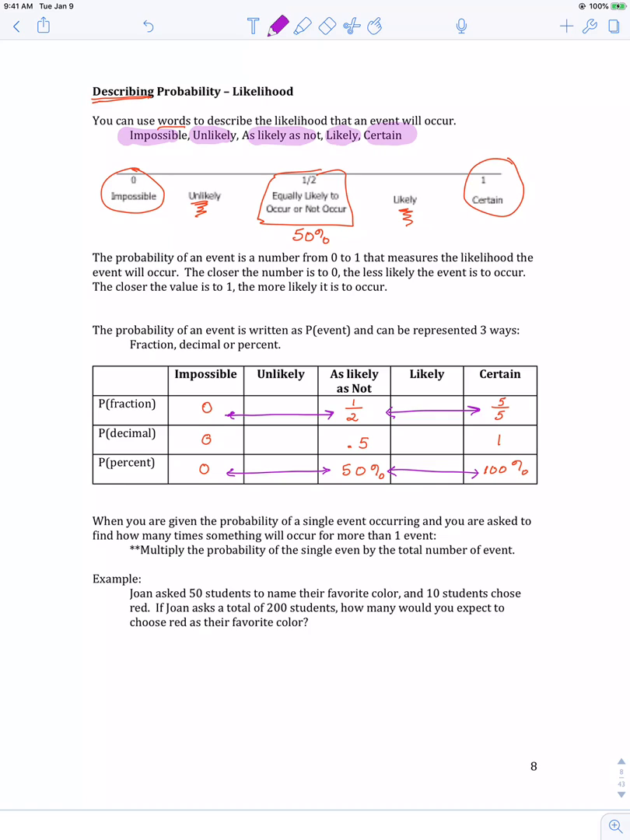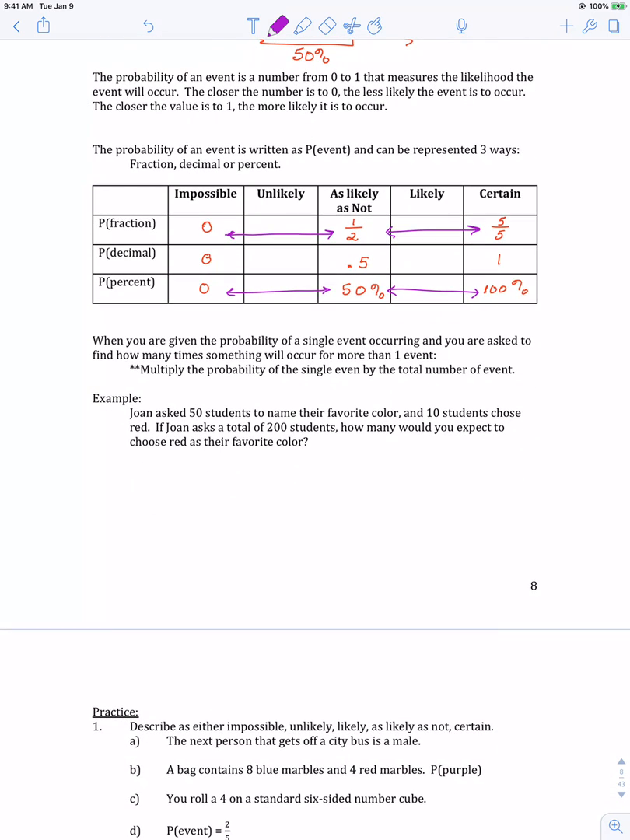So if we have to describe our probabilities, we must first find our probabilities. And once you find the probabilities, then you look at where they are on this probability scale. Is it closer to 50? Is it below 50? Is it above 50? And then you could pick out the word from there.